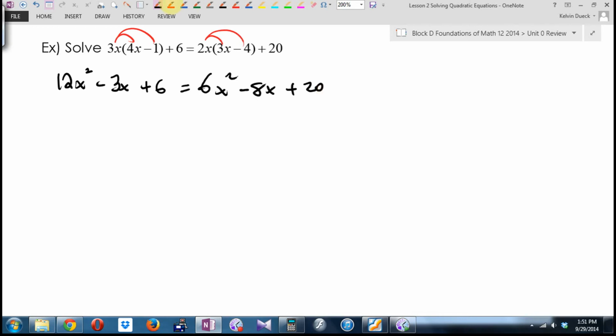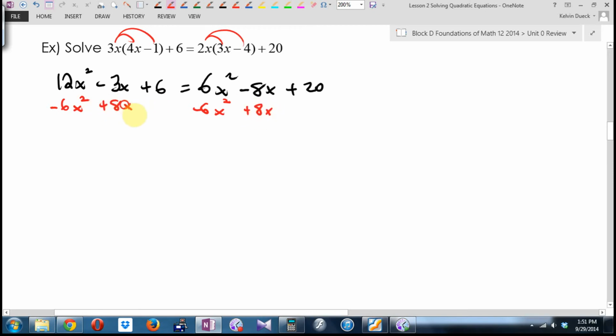So I think what I'm going to do is I'm going to minus 6x squared from both sides. At the same time, I'm going to plus 8x to both sides. At the same time, I'm going to, what? Minus 20 from both sides. Mark, I always drop my equal sign. On the right-hand side, I have 0, zilch, zip, nada, nicht, nein, ixnay.